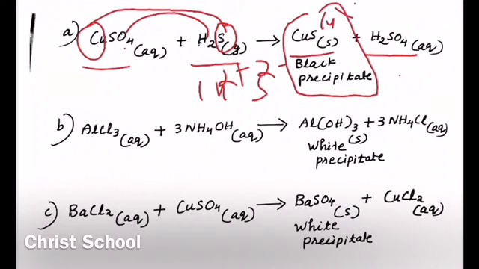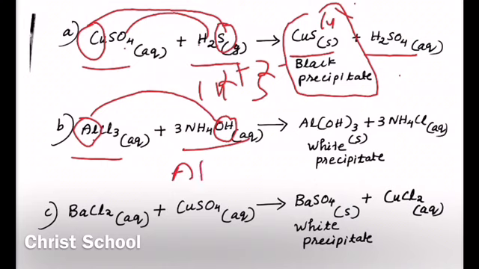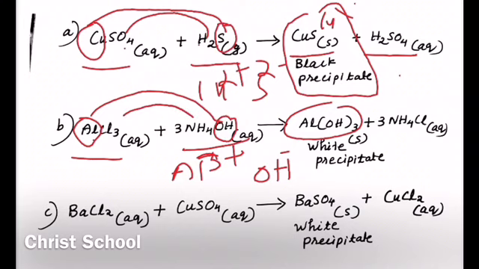Second one, the reactants we have are AlCl3 and NH4OH, aluminum chloride and ammonium hydroxide. So what is the exchange? First cation with second anion, aluminum and hydroxide. Aluminum Al3 plus, hydroxide OH minus. Exchanging valencies you will get the formula of aluminum hydroxide, Al(OH)3.